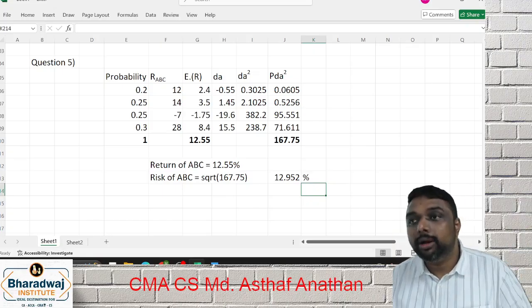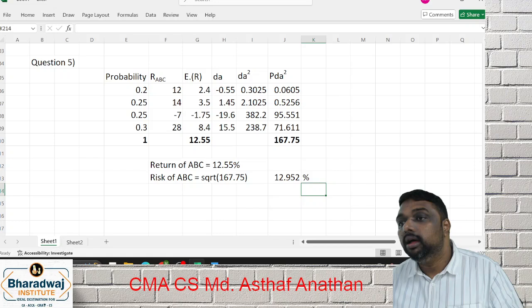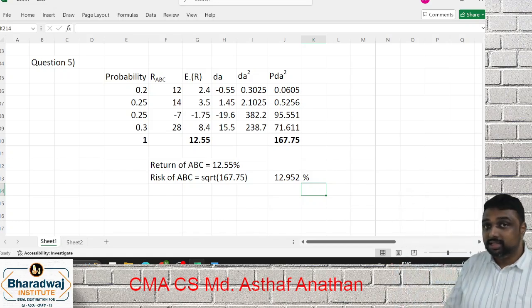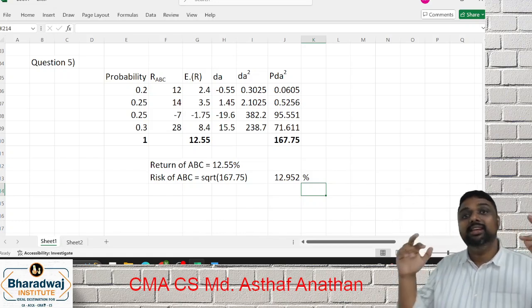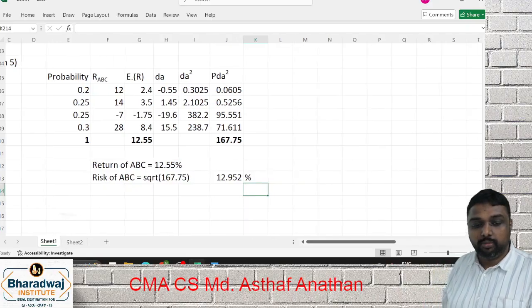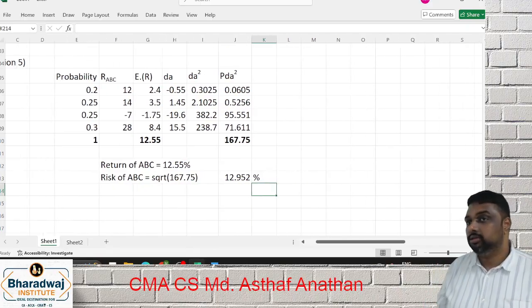Very important point: higher the return, better the option. Lower the risk, better the option. Risk is low is best. Return is higher is best. So sometimes we want to do the comment also.